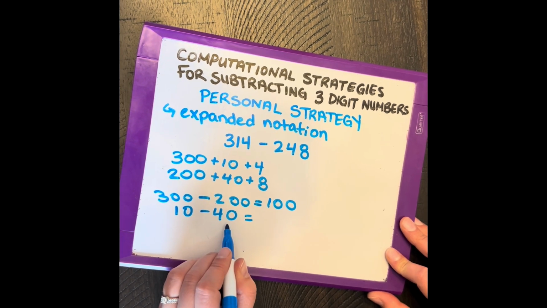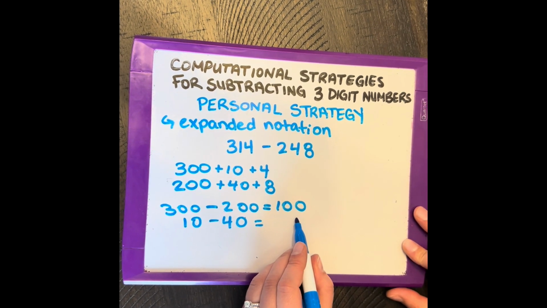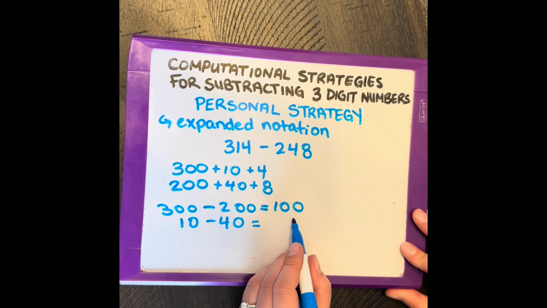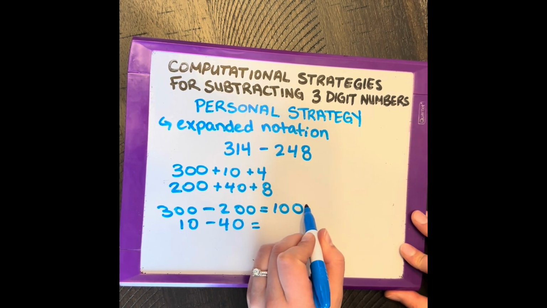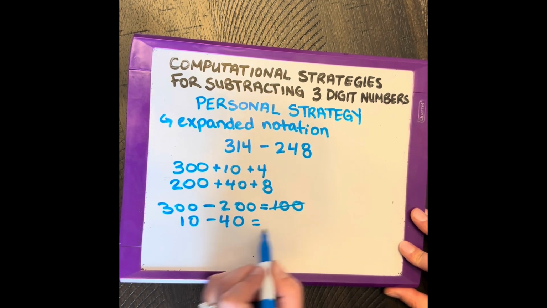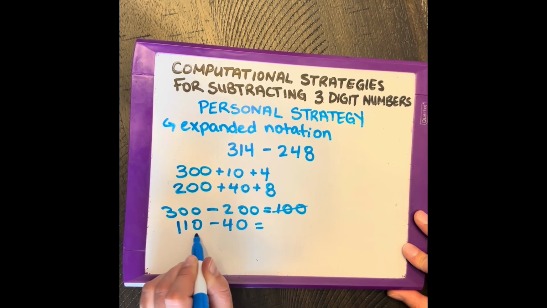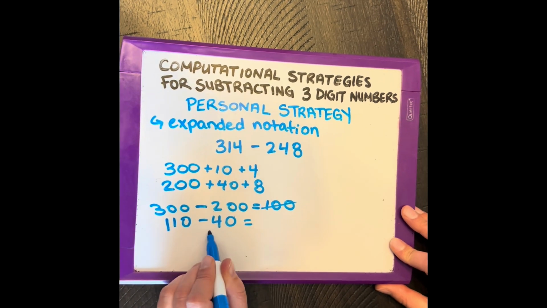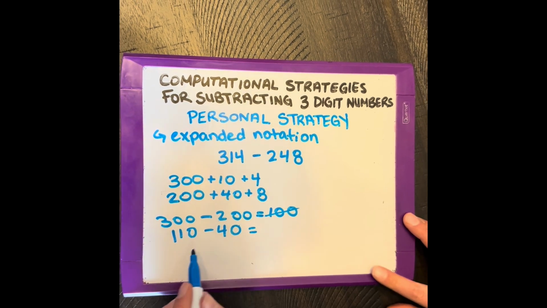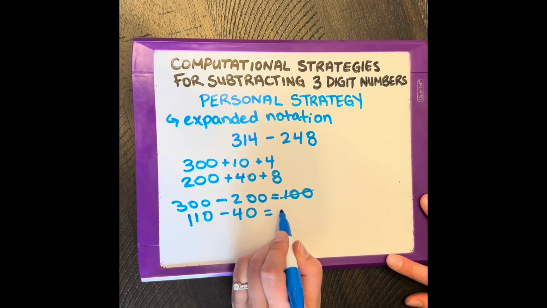Moving on to our tens value, we see that we have 10, subtract 40, which we actually cannot complete. Therefore, we are going to look to our hundreds value and exchange this 100. So we're going to remove it from there, and we're actually going to add 100 over here because we've moved it, which now gives us 110 minus 40, which I can go ahead and solve, and that is 70.